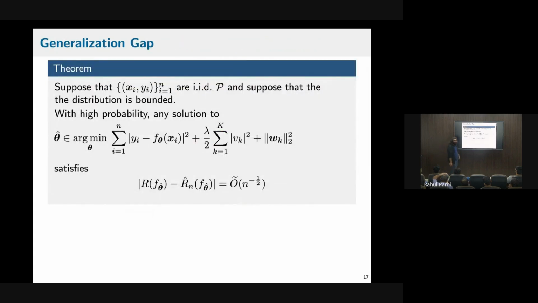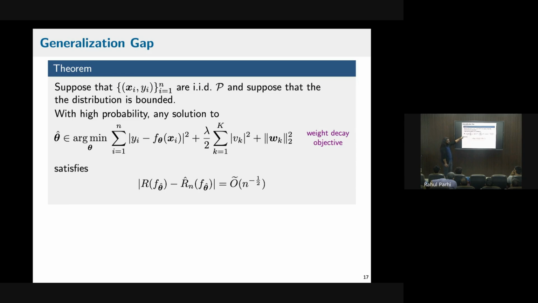So putting all of this together, we can actually derive a generalization bound for these sort of low norm neural network solutions. So let's suppose that we have some data of XY pairs drawn IID from some distribution P. I do need some mild assumption. So I will suppose that the support of this measure P is bounded. Then you can show with high probability any solution to this problem here satisfies this generalization bound right here.